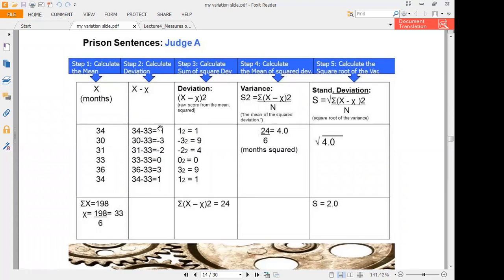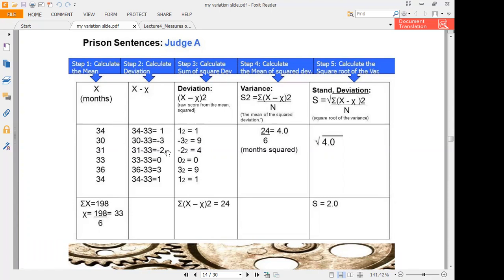Then we follow step 2, and that is to calculate the deviation. So that means we subtract the mean from each of the data. So we subtract 34 minus 33, 1, 30 minus 33, we do that. Now let's see, 1, minus 3, minus 2, 0, 3, 1. If you try to add everything here together, you realize that it's equal to 0.